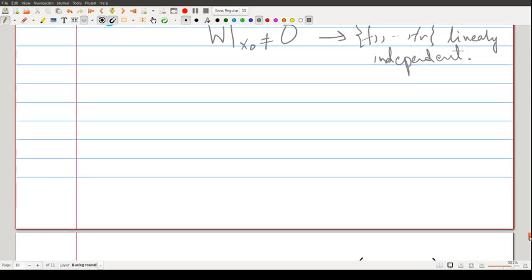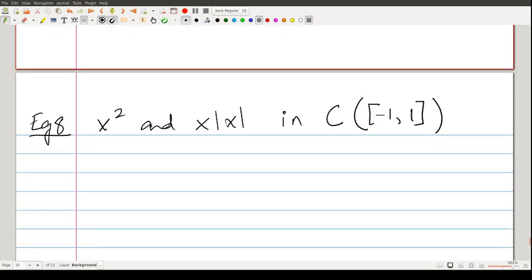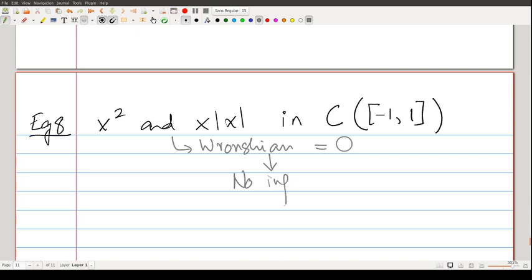So just as an example, consider x squared and x times absolute value of x. If you find the Wronskian of this, it is equal to 0, but that gives you no information.